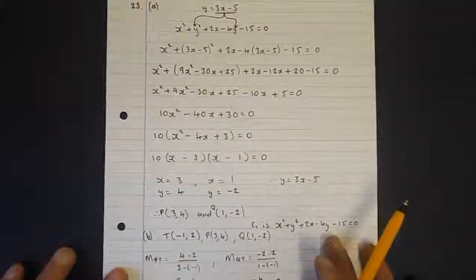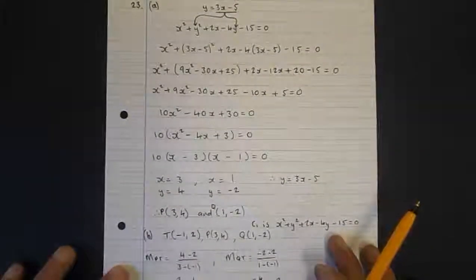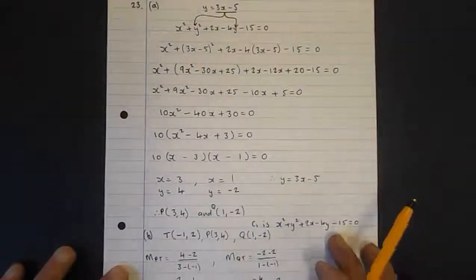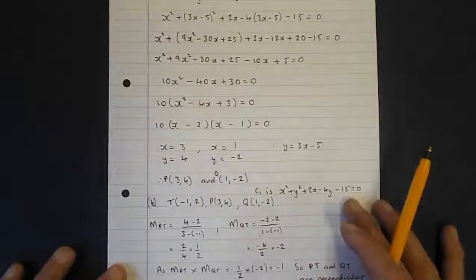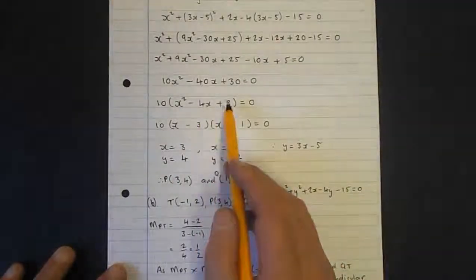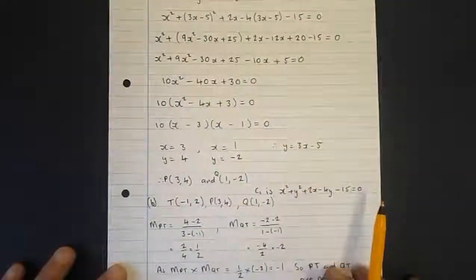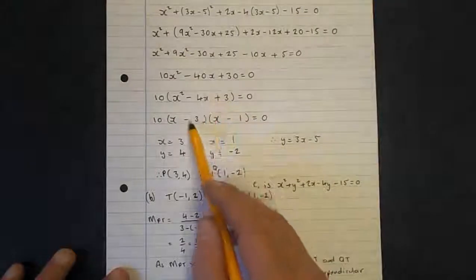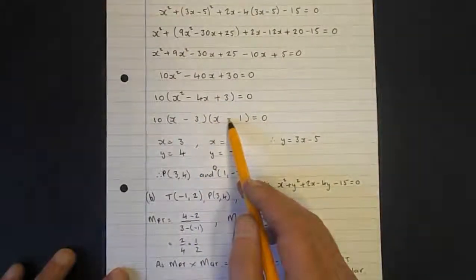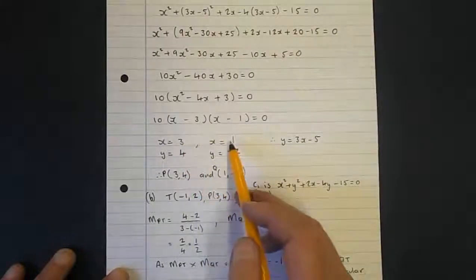X squared add 9x squared gives 10x squared. Take 30, take 10, take 40x, and then add 30. You know you're solving an equation by now, so we're going to take 10 out as a common factor. That will make that a little bit easier to factorise. So you've got 10 times, factorise that, (x take 3)(x take 1). Okay, and so x is 3 or x is 1.